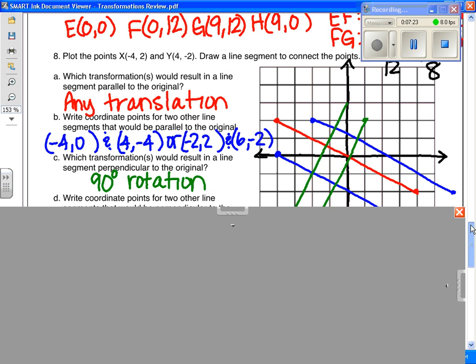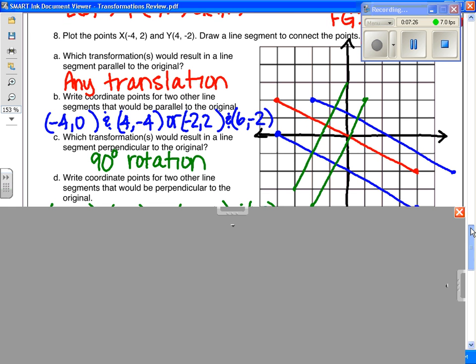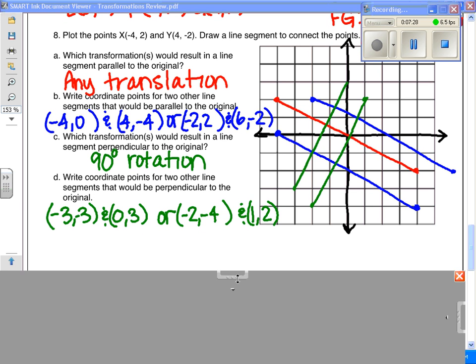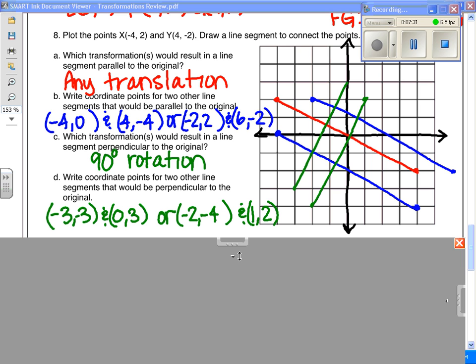All right, part A. This one's a little bit different from what we've been doing in class, only because it's lines instead of shapes, but that's okay, we can still handle it. Part A, which transformation would result in a line segment parallel to the original. So in red, that one's the original line. Any translation, up, down, left, right, any translation will still give you a parallel line. So in blue, I have 2 possible examples. One was just translated 2 units down. The other was translated 2 units to the right.